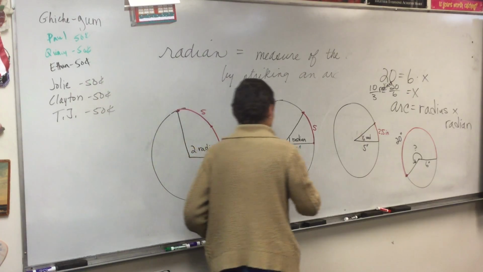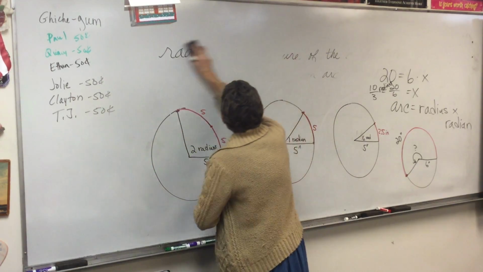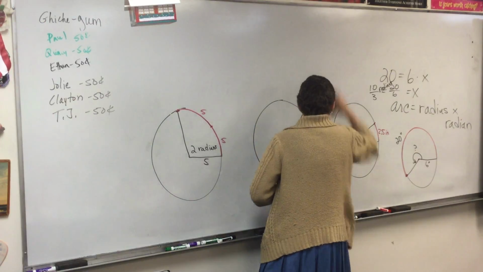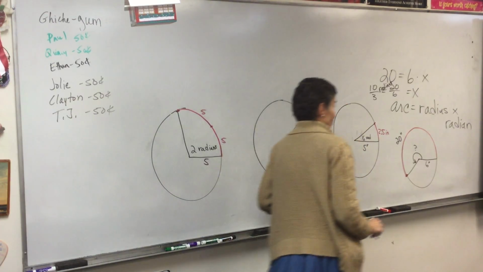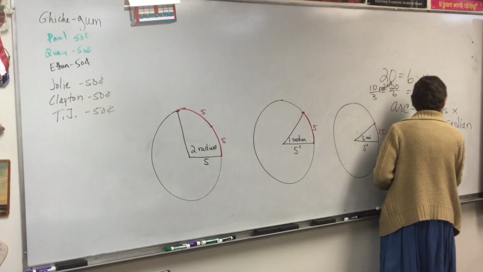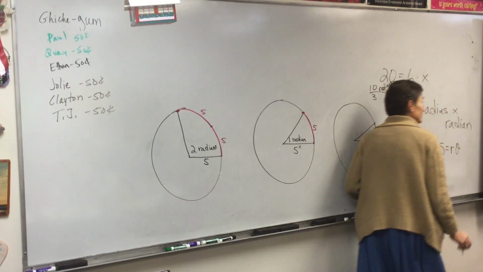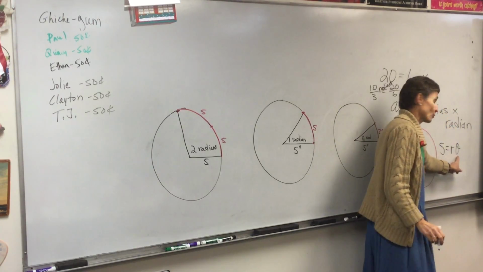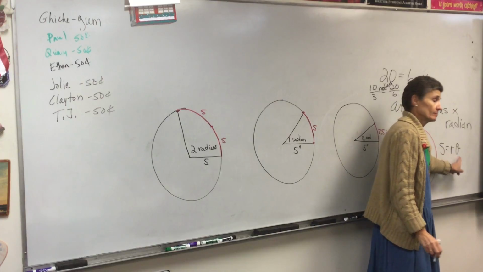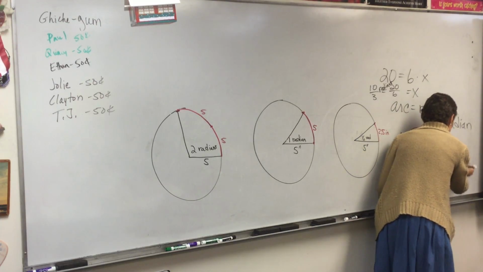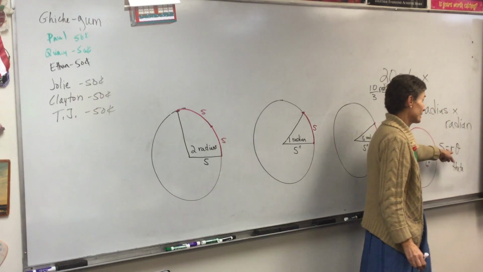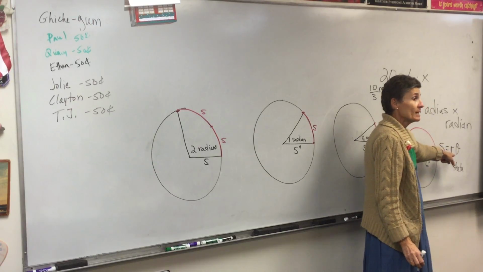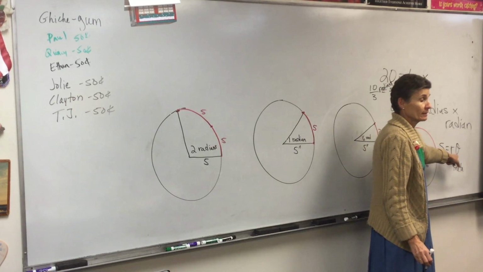One more. Very important formula. Your book is going to write that formula. S equals r theta. This is the Greek letter theta. You've probably seen it on sororities or fraternities or something. It is one of the Greek letters.